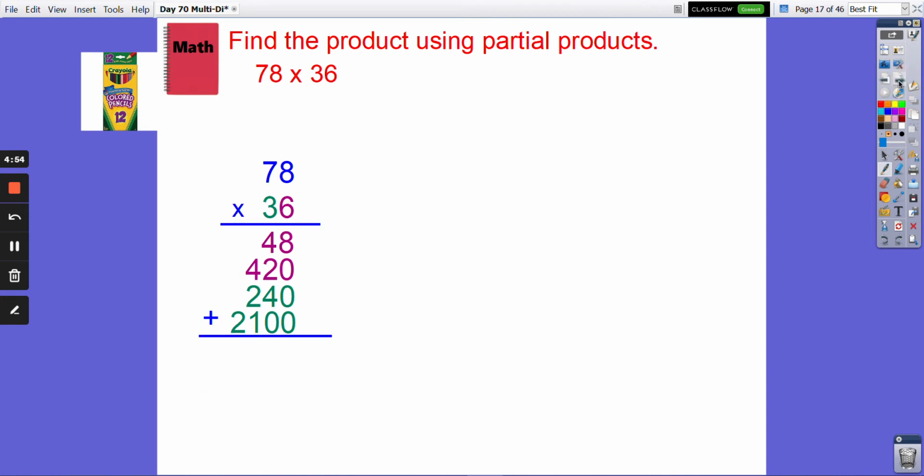Okay, we add those numbers down just like we do when we have area models. 8 plus 0 plus 0 plus 0 is 8.